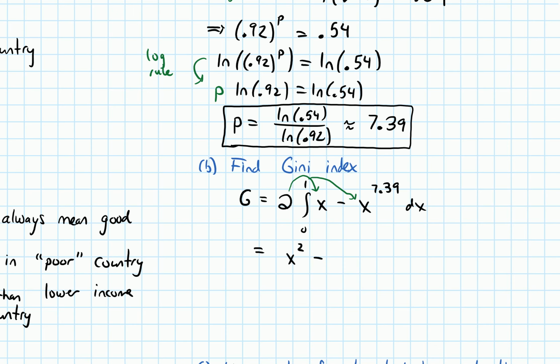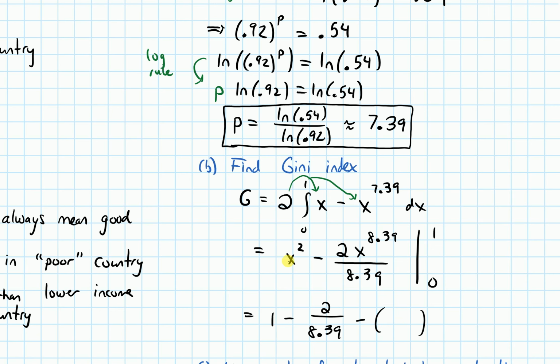And with the next term, if I do a reverse power rule, the 2 would be there, but then we'd have x to the 8.39 when you add 1 to that power, and then you divide by that new power, 8.39. Okay, and then a vertical line to indicate I need to plug in 1 and plug in 0. If you plug 1 into this, you get 1 squared, which is 1, and then minus 2 over 8.39 minus what we get when you plug in 0. But with both of these terms, when we plug in 0, we just get 0. So that's kind of nice.